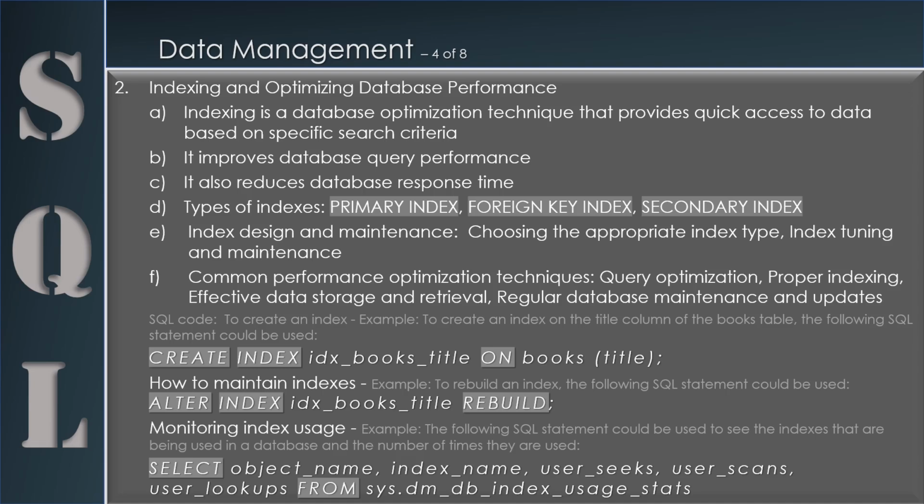The types of indexes that can be used are primary index, foreign key index, and secondary index. Index design and maintenance involves choosing the appropriate index type, index tuning, and maintenance. The common performance optimization techniques include query optimization, proper indexing, effective data storage, and regular database maintenance and updates. As the data grows, these things are very important, and they help you run queries effectively.